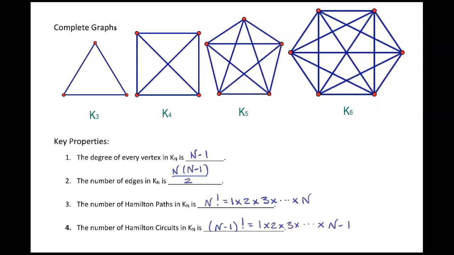Let's take a closer look at K5 for an example. This is K5. It's a simple graph with 5 vertices, and every vertex is connected to every other vertex. Notice that every vertex has degree 4, because each vertex is connected to the other 4 vertices. The number of edges for K5 is equal to 5 times (5 minus 1) divided by 2. That's 5 times 4 over 2, or 10. There's 10 edges in K5.